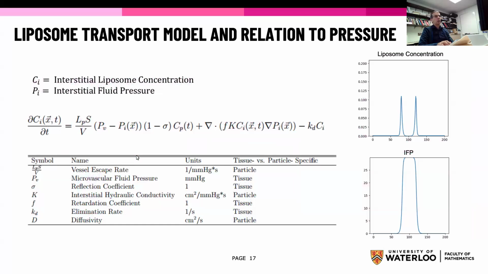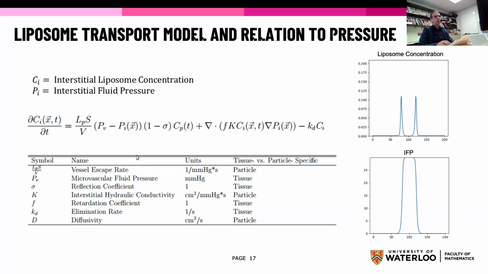This is the key equation which outlines the relationship between liposome concentration and IFP. It describes the change in concentration of a liposome over time T and space X. LP here is the hydraulic conductivity or permeability of the vessel wall. S is the surface area of the vessel, V is the volume, PV is the vascular pressure, and PI is the interstitial fluid pressure, which is unknown. That's the quantity that we want to obtain. And this is not a constant, it's a profile, a function of X.